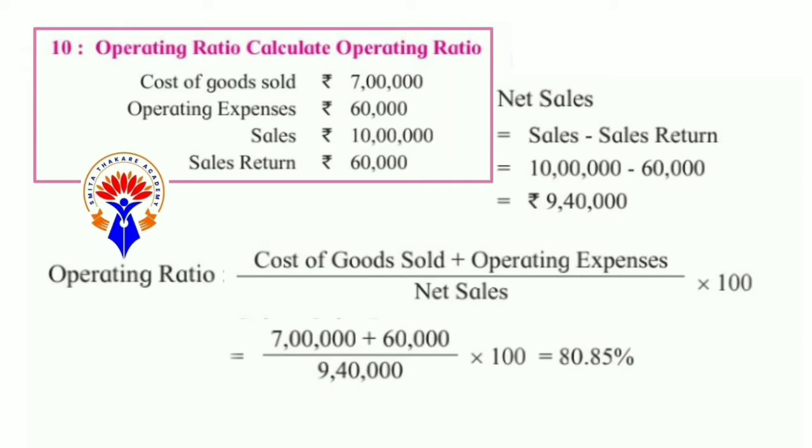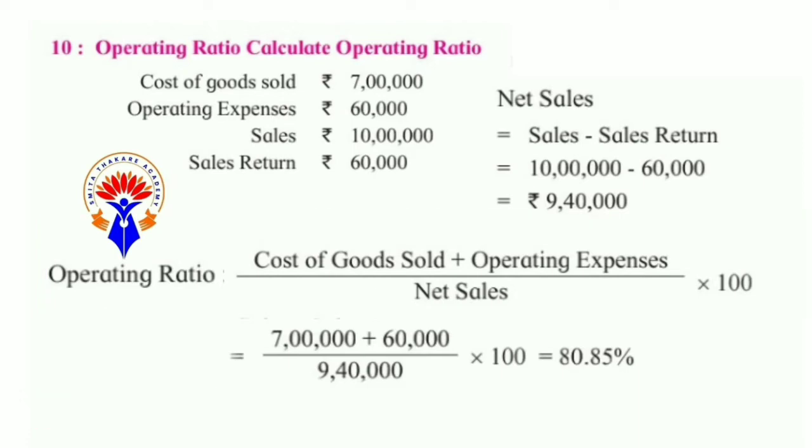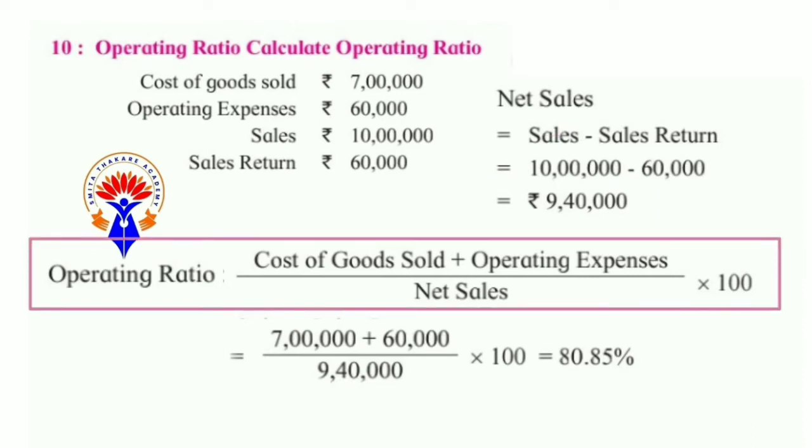Calculate operating ratio. Operating ratio is equal to cost of goods sold plus operating expenses divided by net sales into 100. First step, calculation of net sales. Sales minus sales return. 10 lakhs minus 60,000 is equal to 9,40,000.